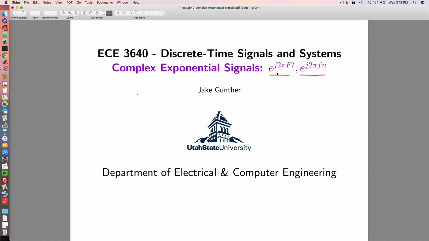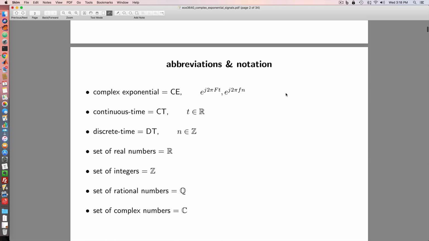One is a continuous time complex exponential. The other is a discrete time complex exponential. We'll have more to say about that coming up.